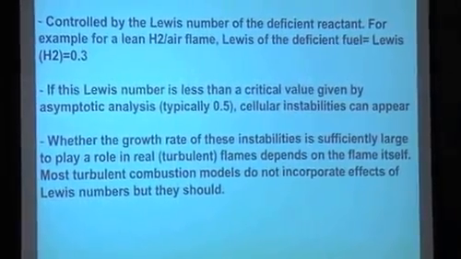We know that the fact that these cells appear on flame fronts is controlled by the Lewis number. And we know that if the Lewis number is less than typically 0.5, then we can have formation of cells. And whether they play a role or not in a turbulent flame is unclear.